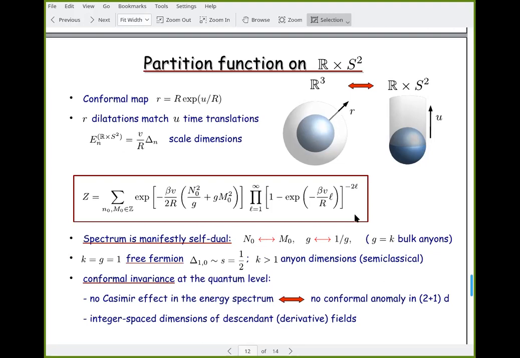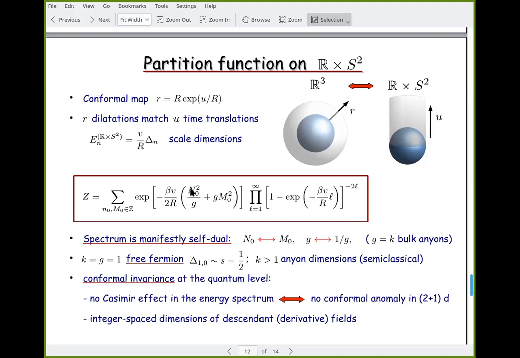So what are the properties of this formula? First of all, it is manifestly self-dual, because the theory is self-dual. So the partition function goes to itself and also the spectrum should go to itself. So if I have a set of conformal fields, they have to form electromagnetic multiplets. They exchange among themselves, okay? Because then all quantities that I build out of fields will have this self-duality. And in fact, this is true because when I exchange G with 1/G, I exchange the two indices, electric and magnetic.